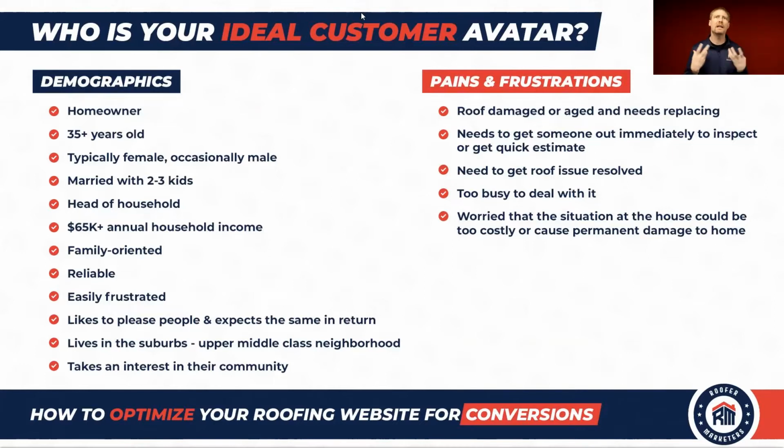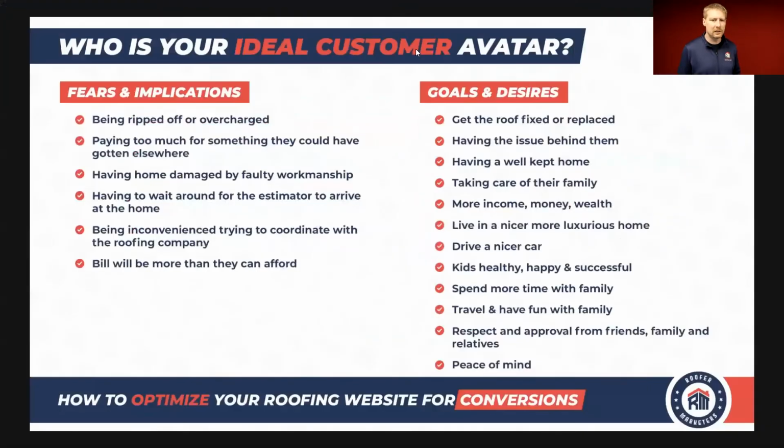And in that, when they are having an issue with their roof, they have specific pains and frustrations. Some of those pains and frustrations are very simple, right? Their roof is damaged, aged, needs replacing. They need to get someone out immediately to inspect and get a quick estimate. Maybe they found a leak, things like that. They need to get the issue resolved. They're too busy to deal with it. They're worried that the situation in the house could be too costly and cause permanent damage. So those are some pains and frustrations.